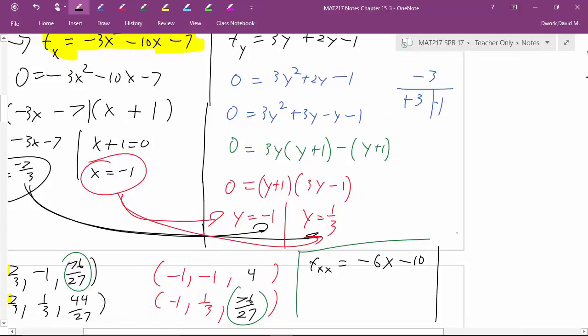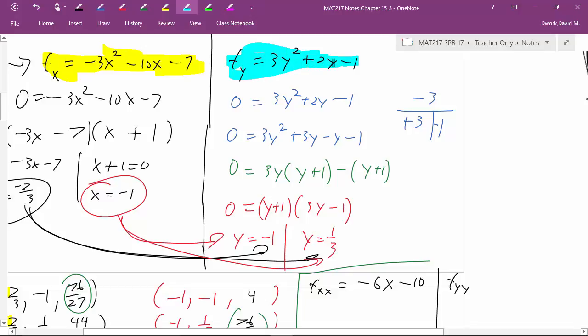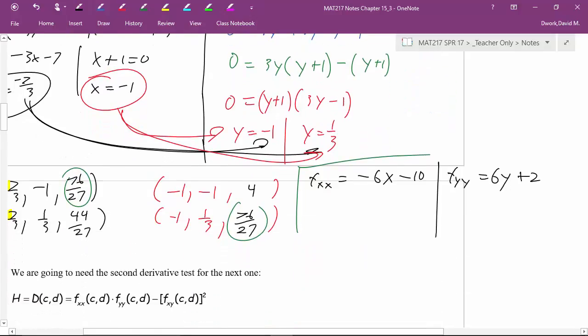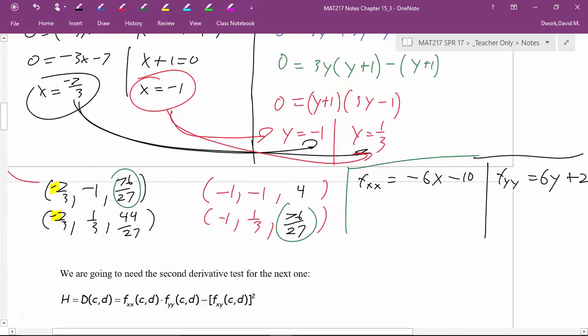And then I need the second derivative with respect to y. That would be this equation right here. So this would result in what? 6y plus 2. Now, we need to use these second derivatives for each of these points off to the side. So for me to figure out, we're going to have to do each critical point individually. So let's call this one A, B, C, and D. Okay, so starting with A.